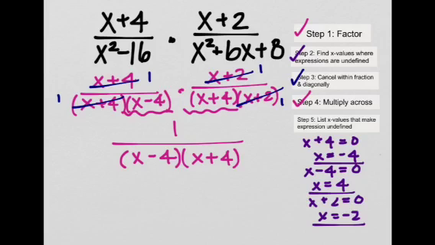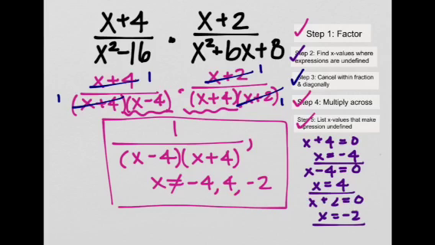And then step 5, I'm going to go back to this list that I made of x values where the expression is undefined, and I'm now going to include those in my final answer as what x cannot equal. So I'm going to say 1 over (x - 4)(x + 4), but x cannot equal -4, 4, and -2. And step 5 is done, and that is my final answer.